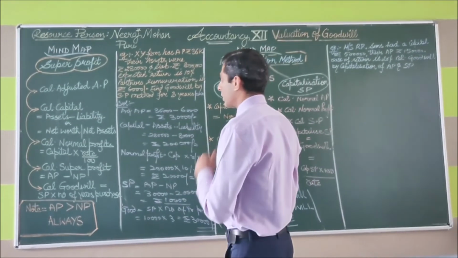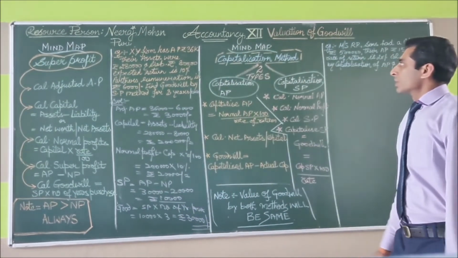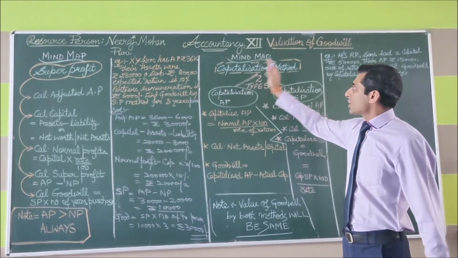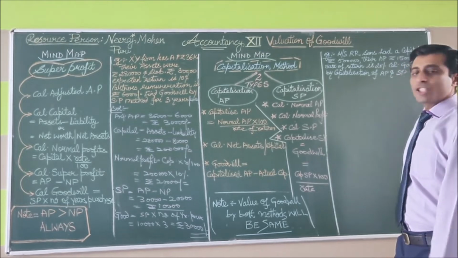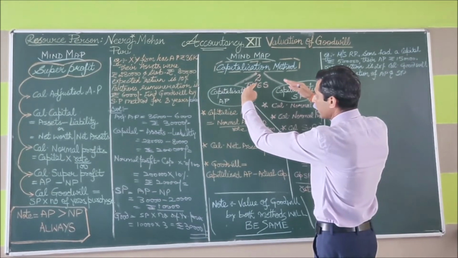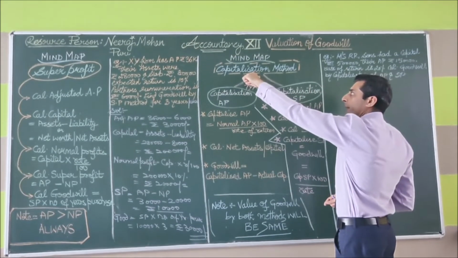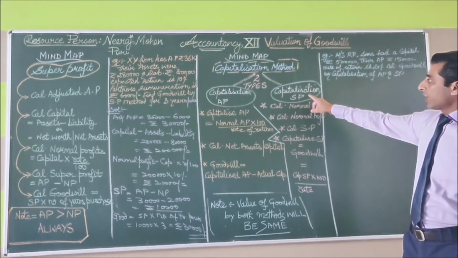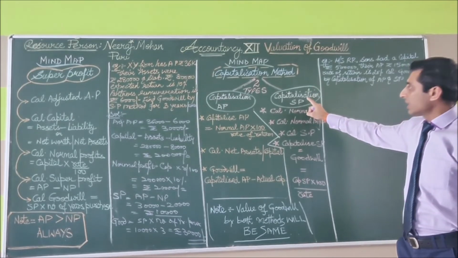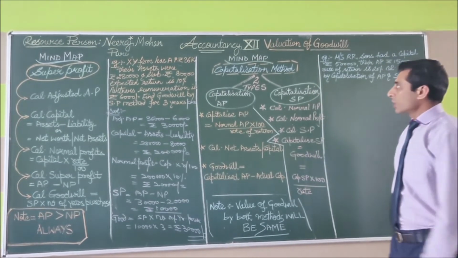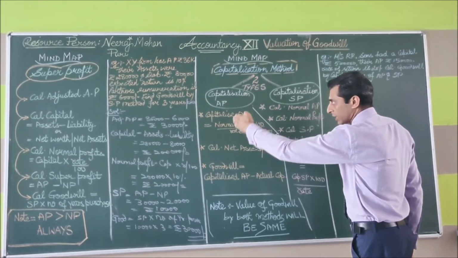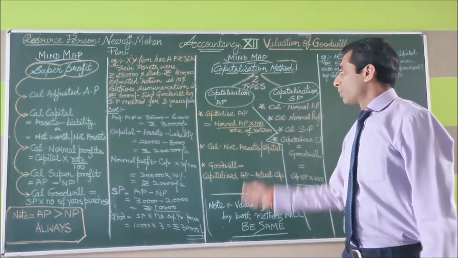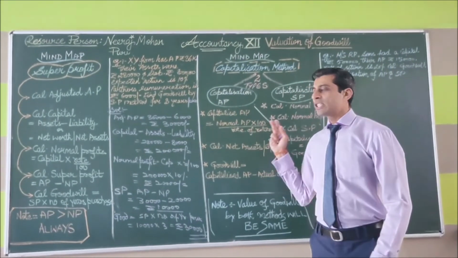super profit method. The last and final method of valuation of goodwill is the capitalization method. Capitalization method is further split into 2 types. We can do capitalization of average profits, as well as the value of goodwill can be calculated by capitalizing the super profits. So according to the mind map flow chart, first of all understand the steps of capitalization of average profit. There are just 3 simple steps.